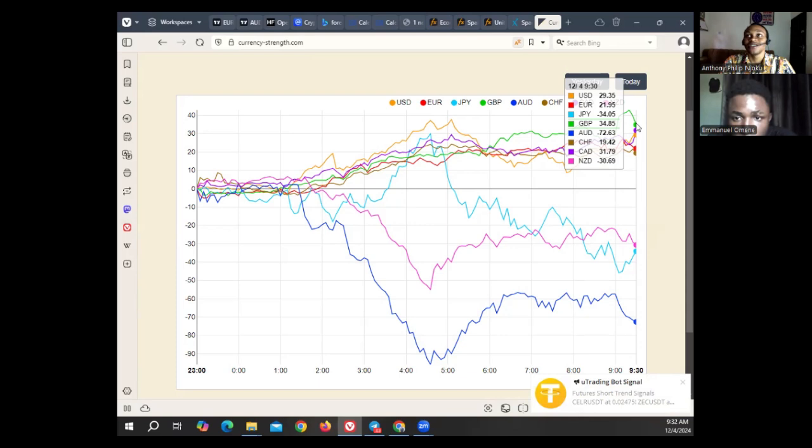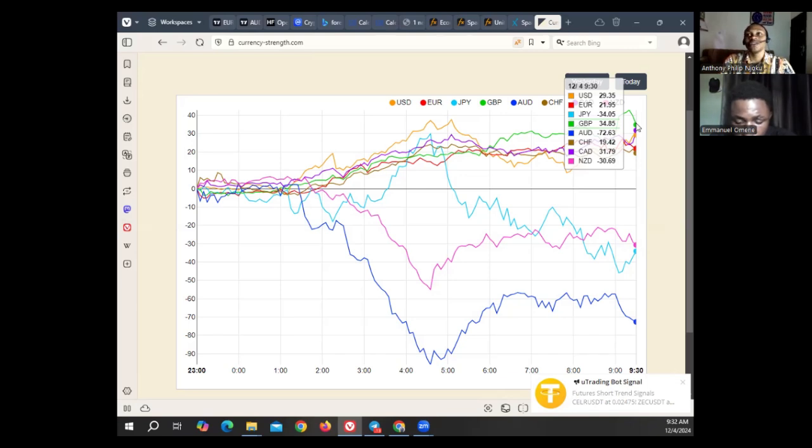Then below it, the second strongest is the Canadian dollar, which is 31.79 as at 9:30 a.m., because this thing refreshes itself every 5 minutes. So I know the current pairs that are currently ranking. So based on this, I just came here.